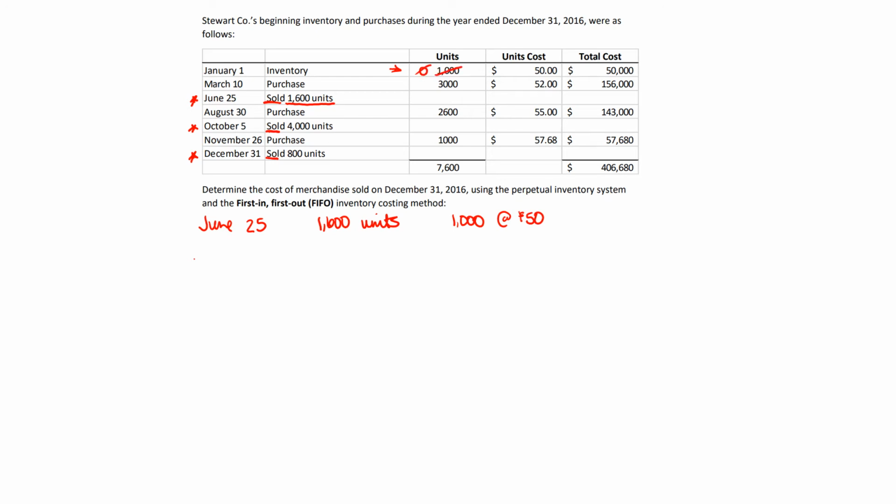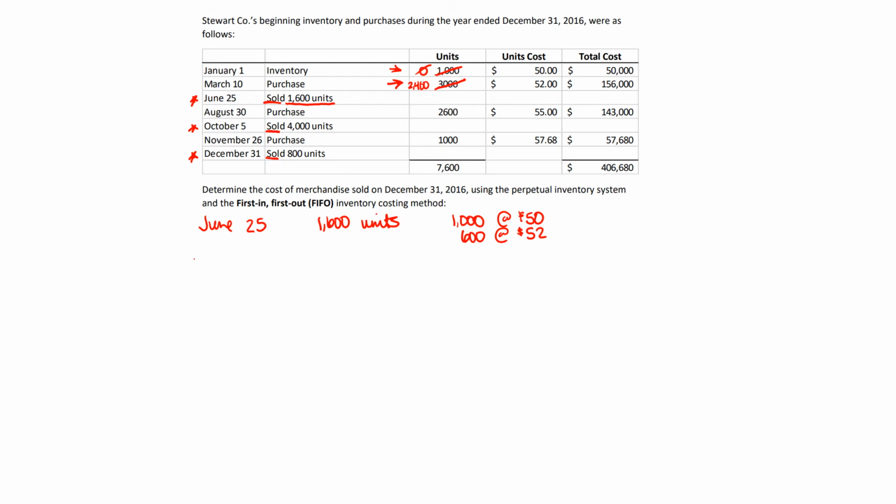Okay, but if there were 1,600 sold, we have now pulled 1,000. Here, we're going to need that additional 600 to come from the next available inventory, which will be here. There are 3,000 available. We only need 600 of those, and those are at an individual cost of $52 each. So if we take 600 from here, that will leave 2,400 left.